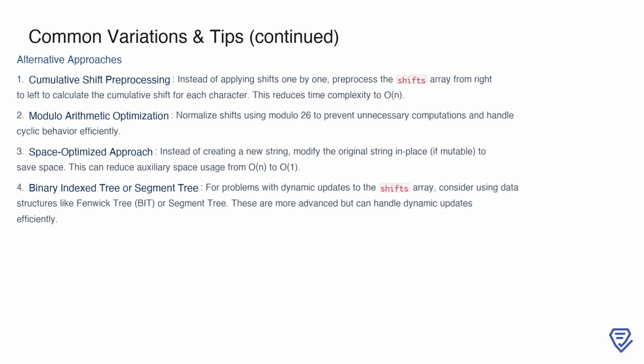If space usage is a concern, consider a space-optimized approach. Instead of creating a new string, modify the original string in place, which can reduce auxiliary space from O(n) to O(1). For more complex scenarios, like when the shifts array needs dynamic updates, advanced data structures like binary index trees or segment trees can be invaluable. While these require a deeper understanding, they enable efficient handling of dynamic updates and can significantly enhance your solution's flexibility.